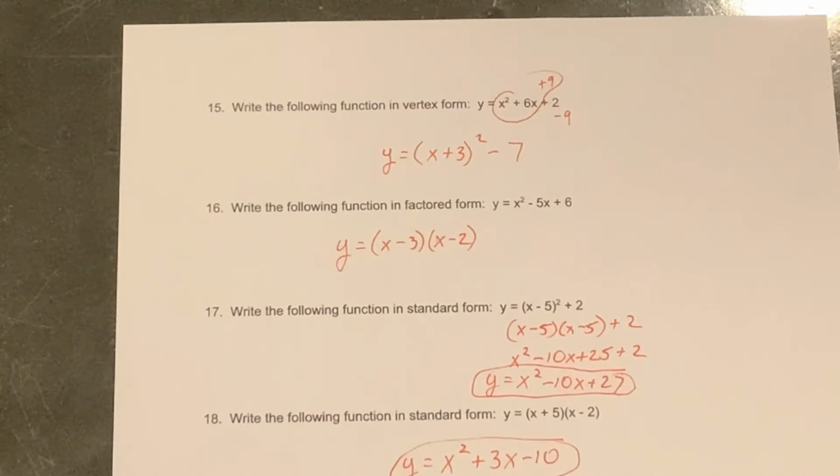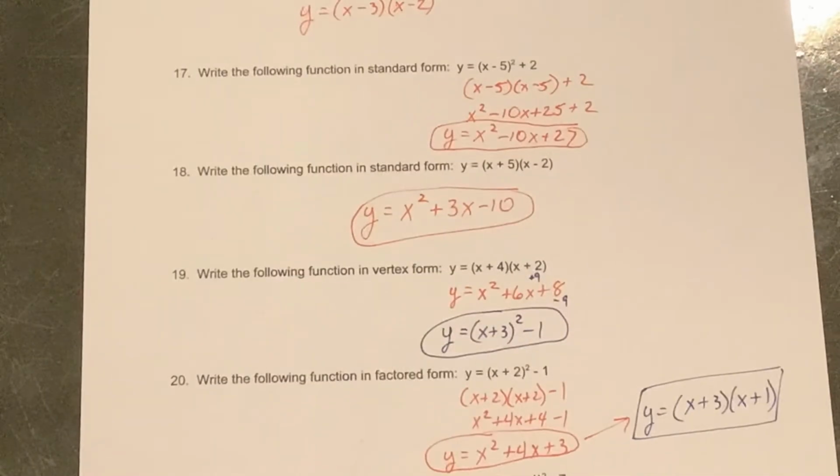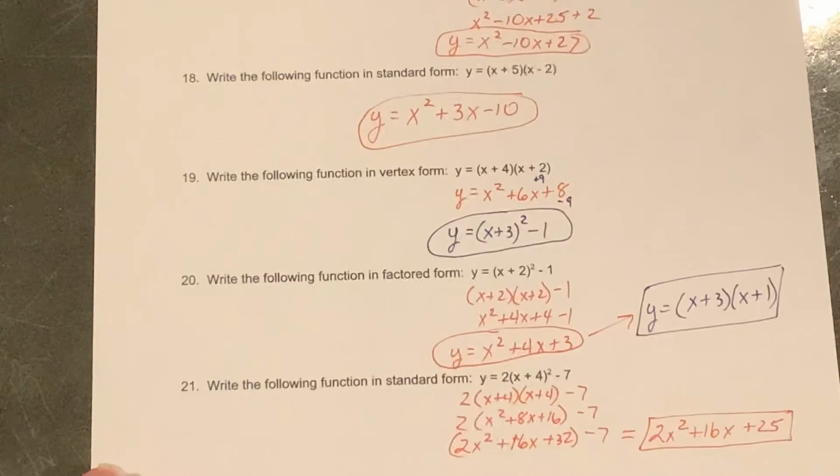Number 17, I have to take x minus 5 times x minus 5, foil that out, and get x squared minus 10x plus 25. Add the 2 in my equation, where y equals x squared minus 10x plus 27. Number 18, I foil to get y equals x cubed plus 3x minus 10.